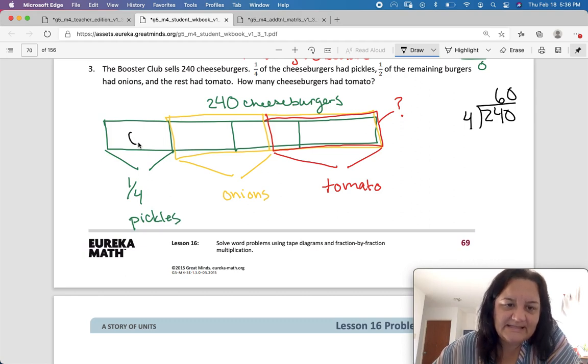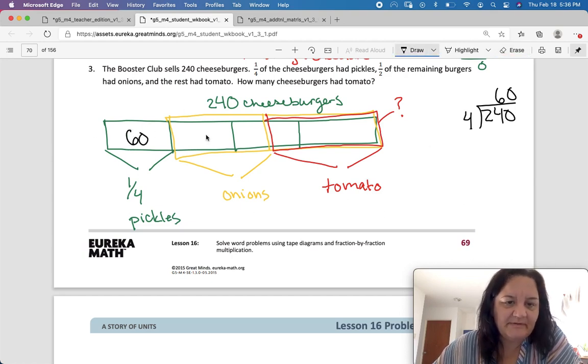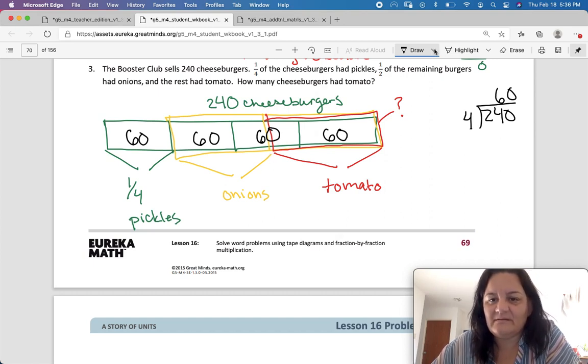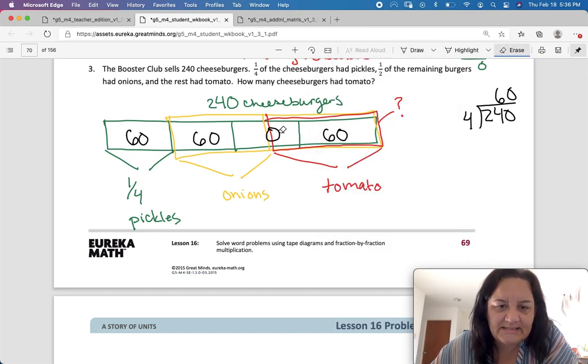So if this green square is 60, and this green square is 60, and this green square is 60, and this green square is 60. Okay, so I know that 60 had pickles, but how am I going to figure that out? Well, I just cut that 60 in half, right? Let's choose a very distinct color here. I'm going to erase this 60, and then cut that in half, and 60 cut in half would be 30 and 30.